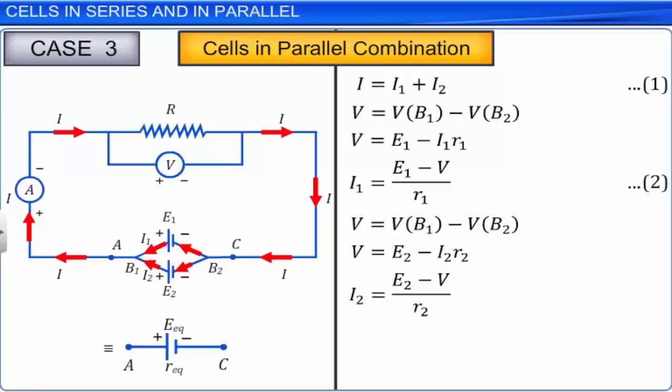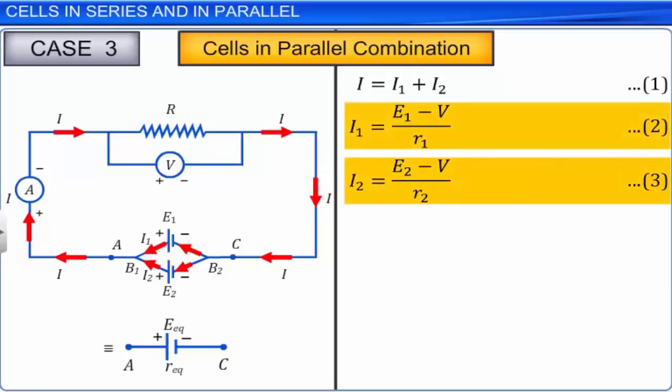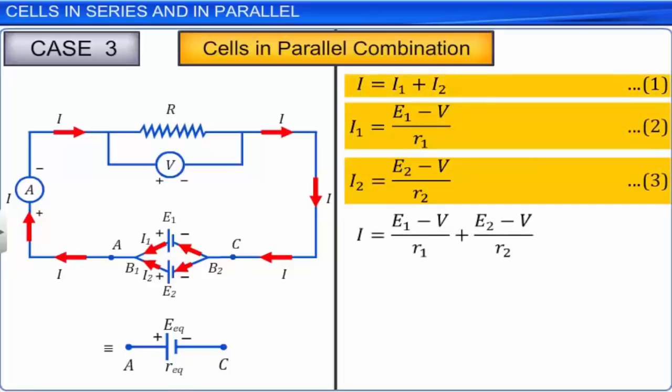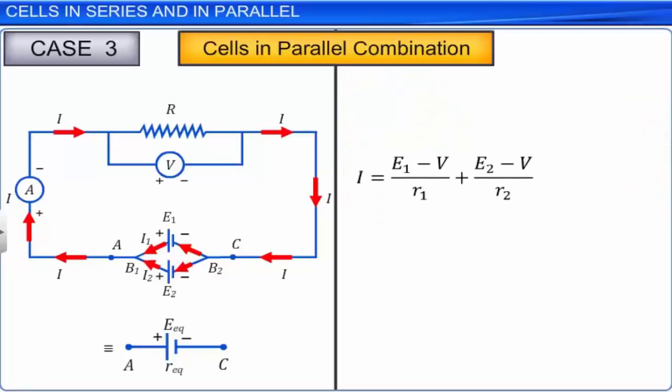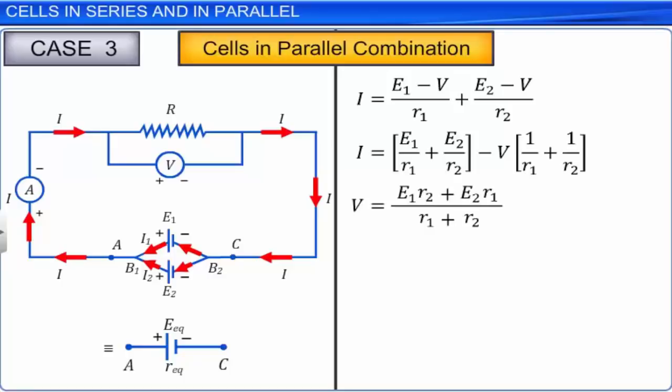Substituting equations 2 and 3 in equation 1, we get I is equal to E1 minus V divided by R1 plus E2 minus V divided by R2. On simplifying and rearranging the terms, we get I is equal to E1 by R1 plus E2 by R2 minus V into 1 by R1 plus 1 by R2. By further rearranging the terms, we can write V is equal to E1 R2 plus E2 R1 divided by R1 plus R2 minus I into R1 R2 divided by R1 plus R2. Let this be equation 4.